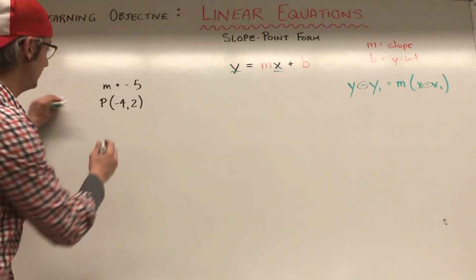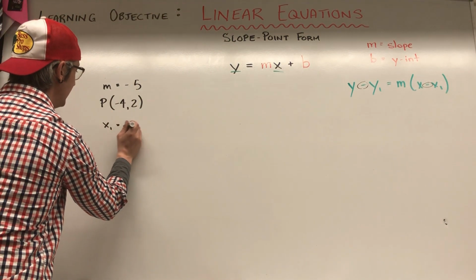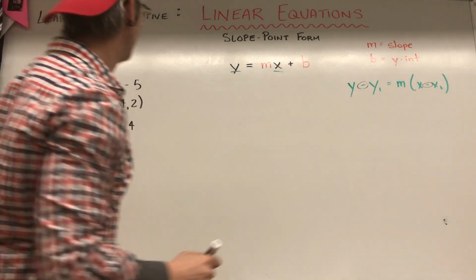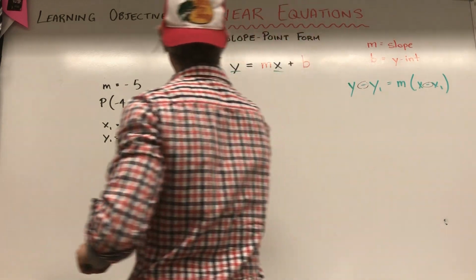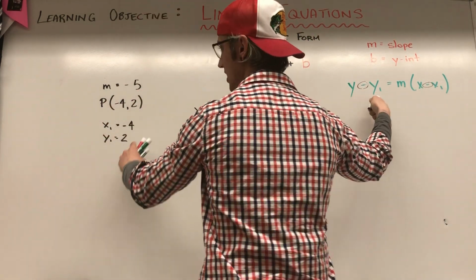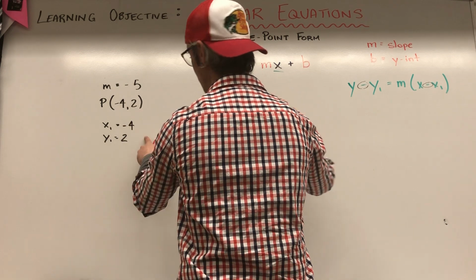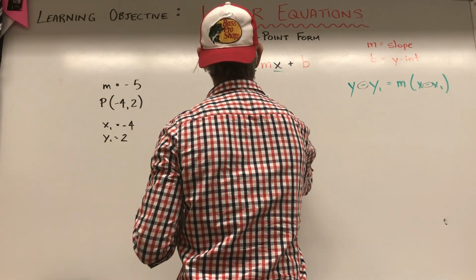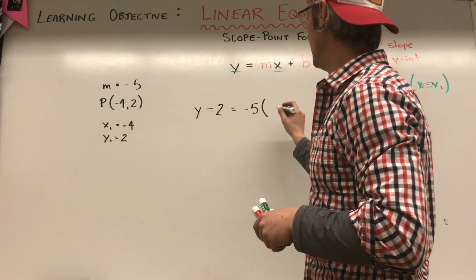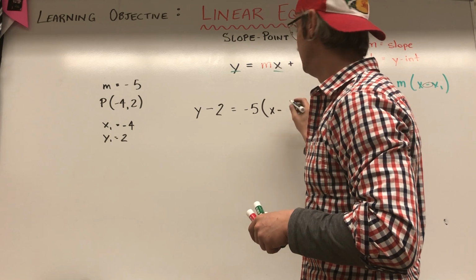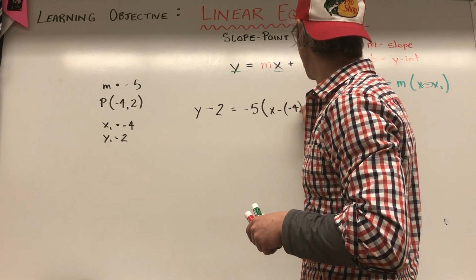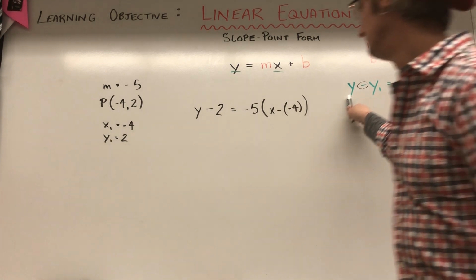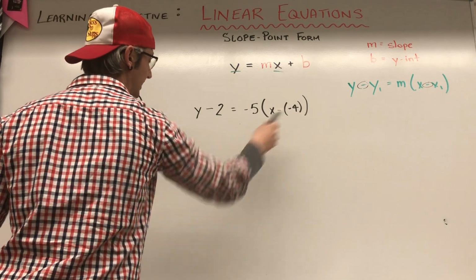And now I'm looking at this coordinate here, and I can say, okay, x1 is negative 4, and y1 is 2. So I'm going to use this information, and I'm just going to jump straight into here. So I get y minus y1, which is my y coordinate, minus 2, is equal to negative 5, which is my slope, x minus negative 4. Right? It's always going to be minus. And I'm just subtracting my x1, which is negative 4.